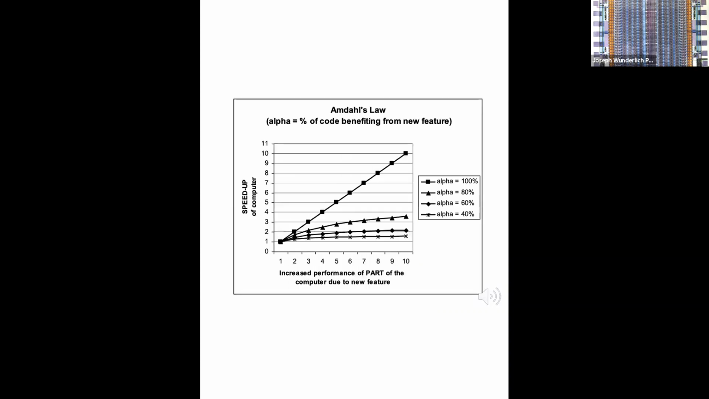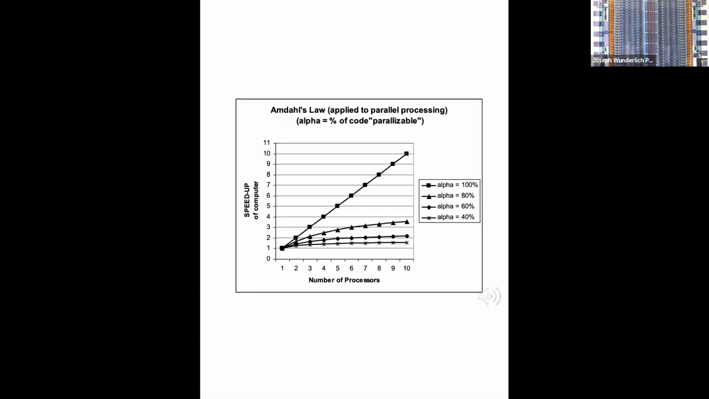Now here's a graph of what you can expect. Now, the very best with Amdahl's law you can ever expect is double the performance for the alpha of 100%. Well, Amdahl's law, actually, we're going to look at processors in a second. But this is just graphs here of the different percentages applying to that last problem. Different percentage of the performance contributed to the part of the computer due to the new feature. Now, what we really want to take a look at is this.